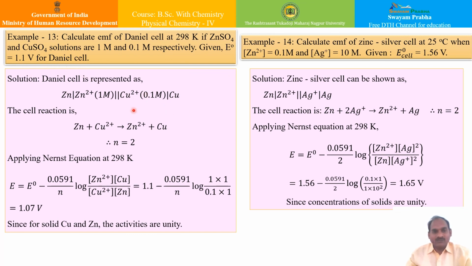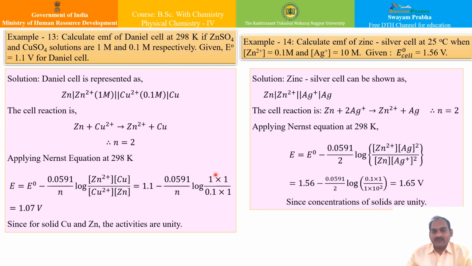So if it is given, what can be done? The Daniell cell is represented like this. The zinc concentration is 1 molar and the copper concentration is 0.1 molar. Now the cell reaction is this, and therefore n is equal to 2. So I can substitute this value in the Nernst equation. The Nernst equation is E is equal to E standard minus 0.0591 upon n into log of the concentration of the product side upon the concentration of the reactant side. So if I substitute all the values, E standard is given as 1.1 minus 0.0591 upon n, log of 1 into 1 upon 0.1 into 1.